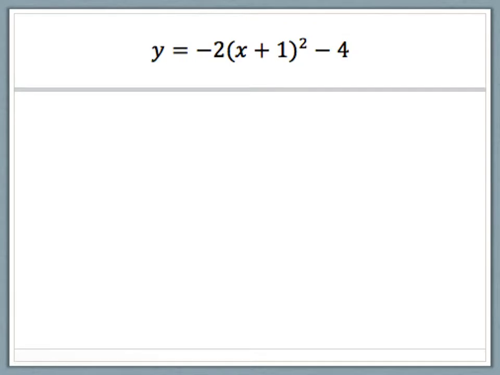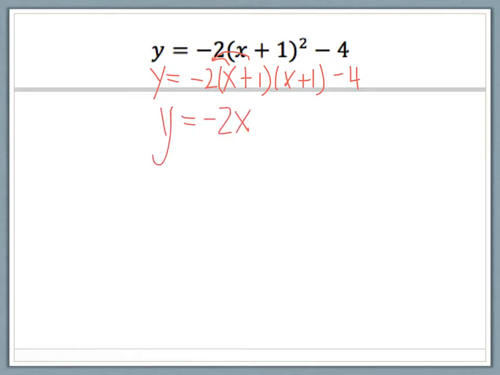Since I noticed it's in vertex form, we're going to write it in standard form. So I have y equals negative 2, and since it's (x plus 1) squared, I can just write the x plus 1 twice, and then minus 4. The first thing I'm going to do is distribute this negative 2 to just the first parentheses. So I have y equals negative 2x minus 2, then x plus 1 and minus 4.